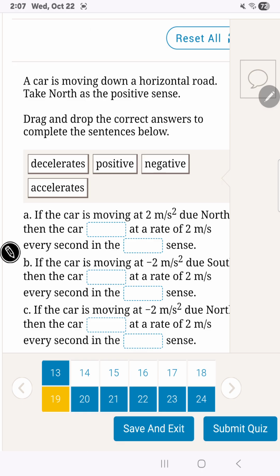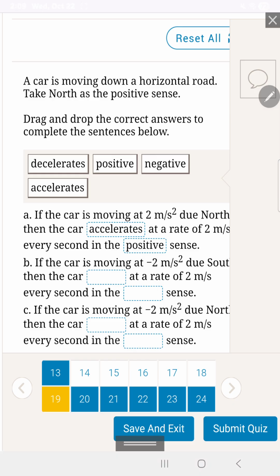If the car is moving at 2 meters per second squared due north, then the car accelerates. So here we write: accelerates at a rate of 2 meters per second every second in the positive sense. So here we choose positive sense.